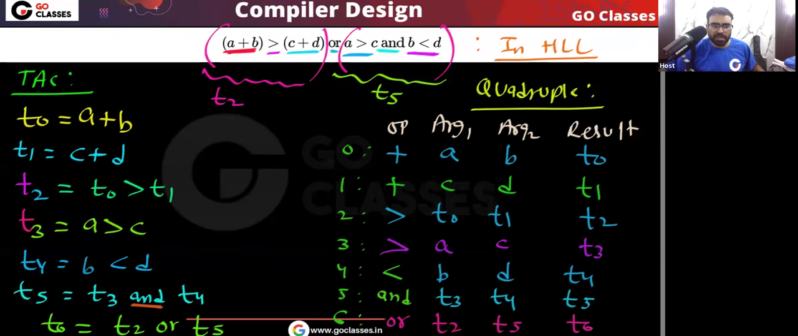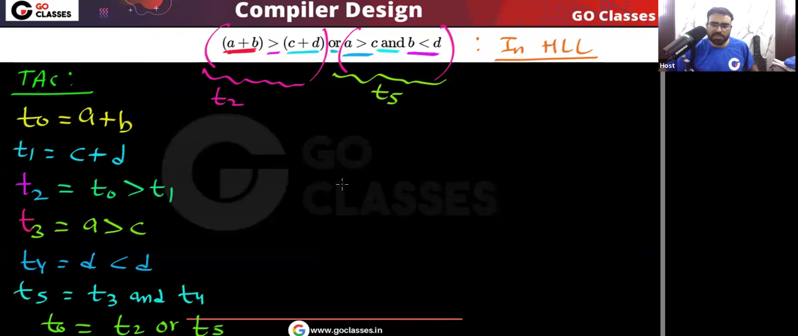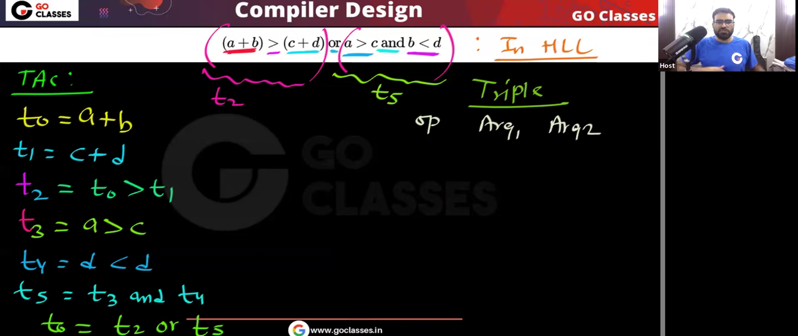I hope you understood. Can you also find the triple representation? Just for practice sake, the question is not asking, but just for practice, let's find the triple representation also. In the triple representation, we only have three fields. These are operator, argument 1, argument 2. There is no result field. We do not store the temporary variables. Okay, very simple. And you can see these are the positions: 0, 1, 2, 3, 4, 5, 6.